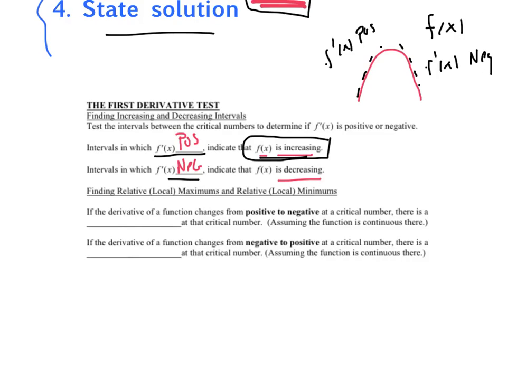So if f prime is negative, that should tell me that my function f of x is decreasing. And then finding relative or local maxes and relative local mins. If the derivative of the function changes from positive to negative at a critical point, there is what we'll call a relative max at that number, assuming the function is continuous there. If the derivative changes from negative to positive, we'll say there is a relative min at that critical point. Alright, now that that's copied in your notebook, we're ready to dive into some examples.